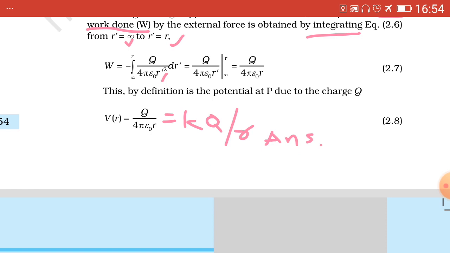Hence by definition, this is the potential at point P due to charge capital Q. Therefore, V of small r, that is V as a function of r, equals capital Q upon 4 pi epsilon 0 r, which you can remember as k Q upon r. The answer is written beside kQ upon r.